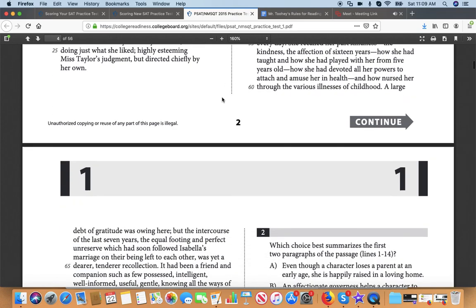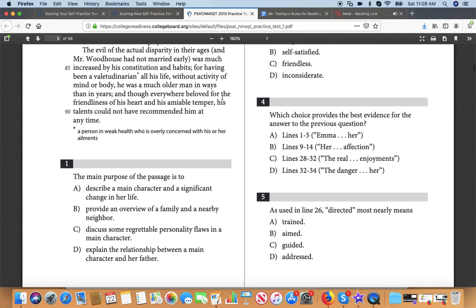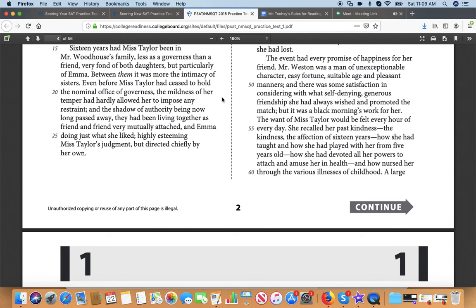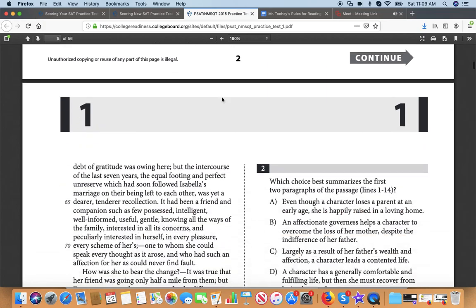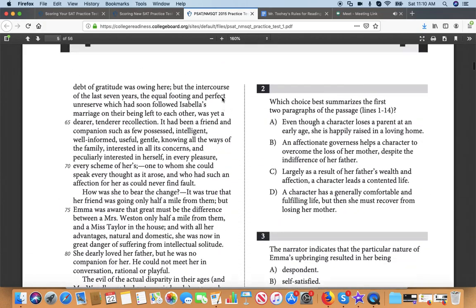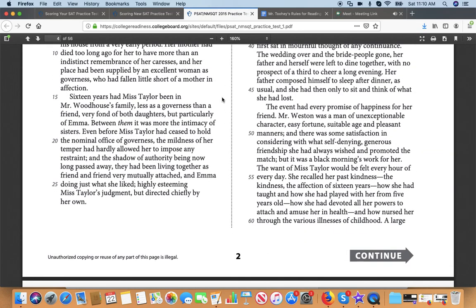Okay. I would say. Let's try answer choice B, aimed. Highly esteeming Miss Taylor's judgment, but aimed chiefly by her own. How's that? That doesn't fit as well, in my opinion. No, it doesn't make a ton of sense. No, it doesn't really hit the same way. Try C, guided. Highly esteeming Miss Taylor's judgment, but guided chiefly by her own. How's that? That fits pretty well.